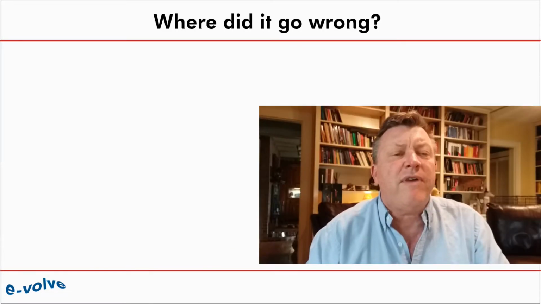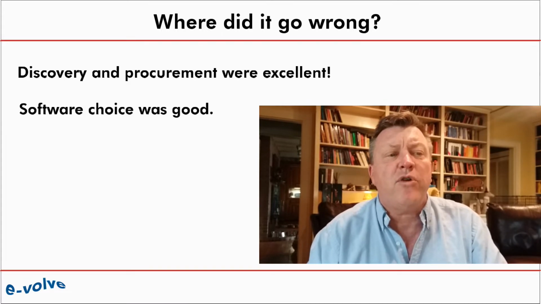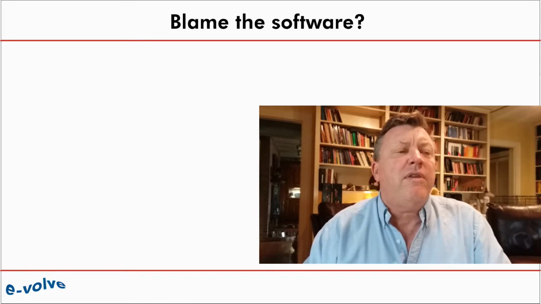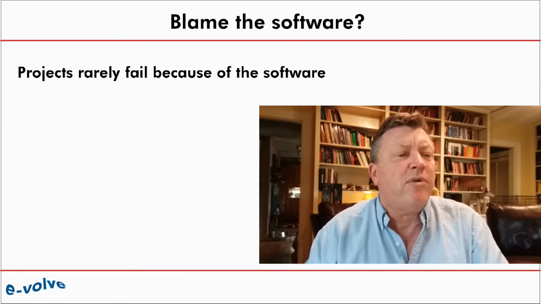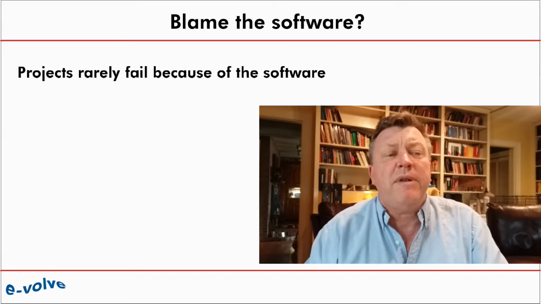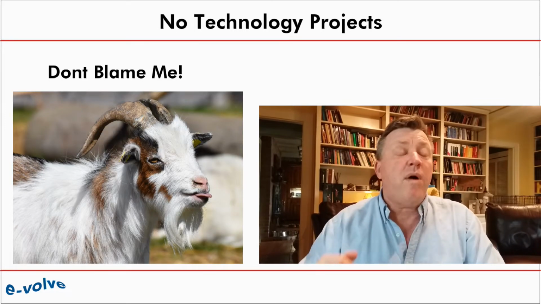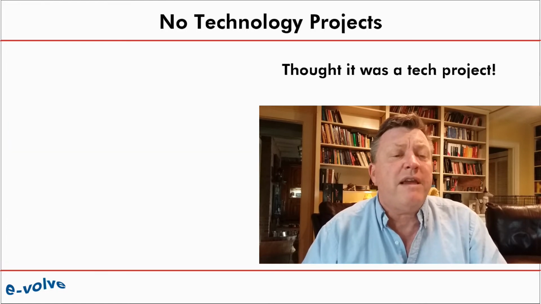They had actually done a fantastic job on analysis and due diligence during the discovery and procurement phase, and they had chosen exactly the right software. The software itself might be the problem in maybe 3 to 6% of projects, but in general, software isn't to blame, but it's often a convenient scapegoat. So what was the problem? Well, there were multiple problems, and we're going to take a look at those.